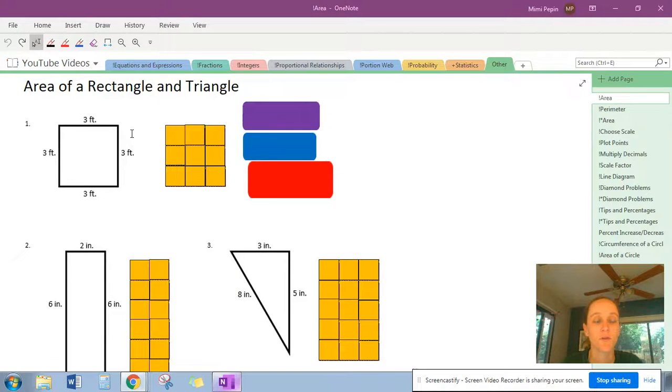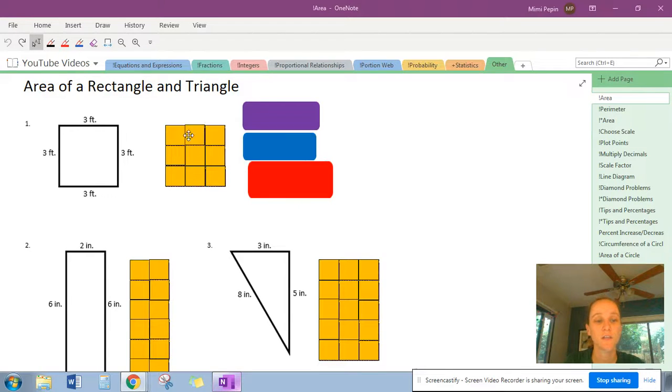In this video, I'm going to go over the area of a rectangle and a triangle. When we're finding an area, basically it's asking how many little squares that are 1 unit by 1 unit are going to fit inside of our shape. Here we're using feet, so it's asking how many squares that are 1 foot by 1 foot will fit inside of here.